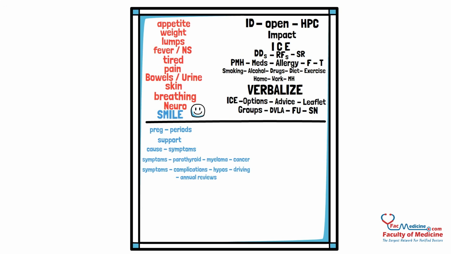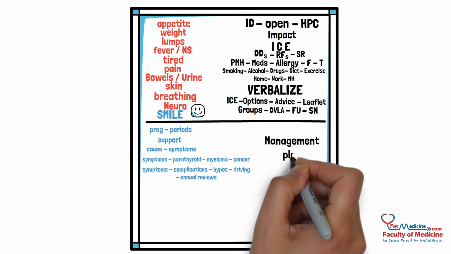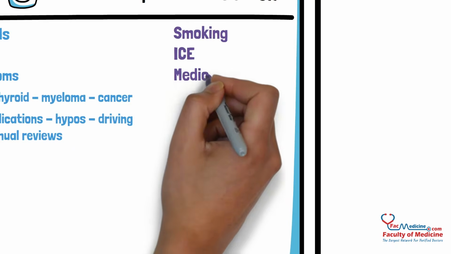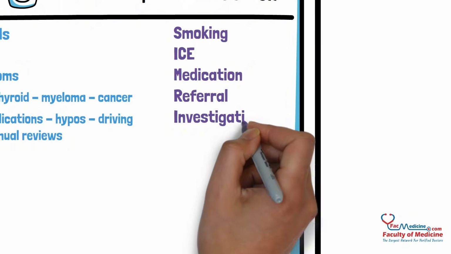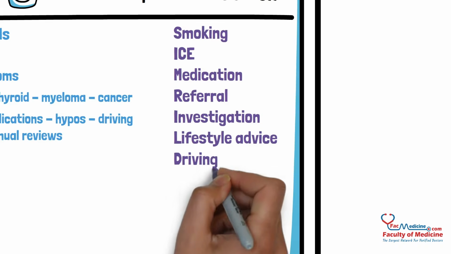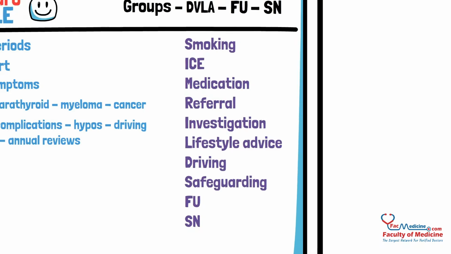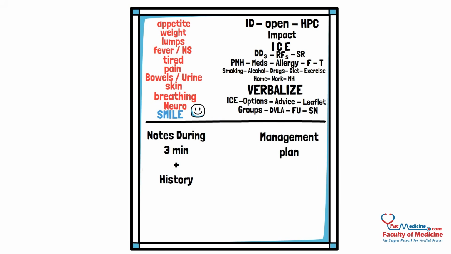On the right bottom, I outline the points I want to cover in the management plan. While taking history, I may write things like smoking advice, patient's concern, a medication, a referral, specific investigation, specific lifestyle advice, driving, safeguarding, follow-up, safety netting. These become my checklist when I move into the management. This way, the top half stays consistent every time, and the bottom half adapts to each patient.